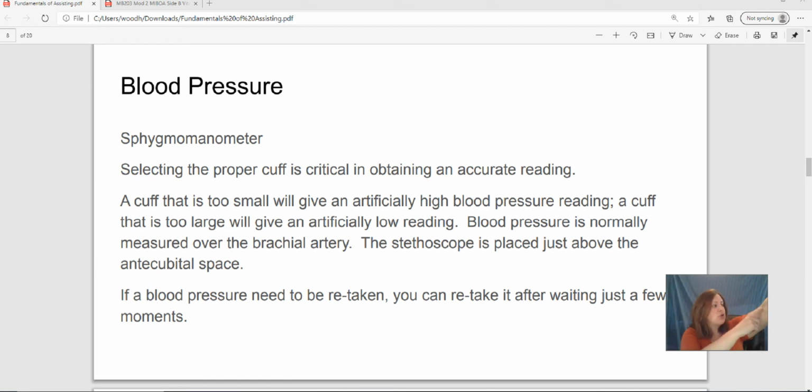Blood pressure is measured over the brachial artery, which is this one right here in your arm. Brachio means arm in med term. The stethoscope is placed right above the antecubital space. Antecubital is your elbow bend, so right above it.